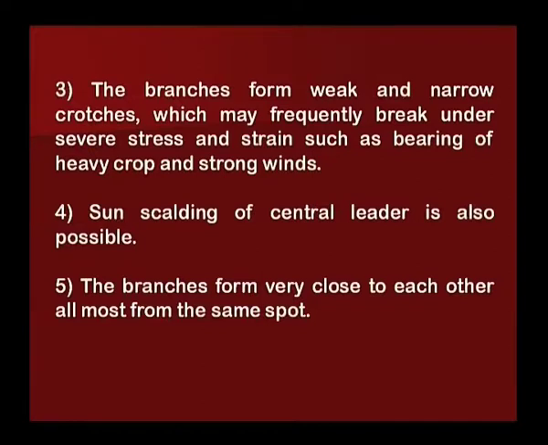which may frequently break under severe stress and strains such as bearing of heavy crop and strong winds. Sun scalding of the central leader is also possible. The branches form very close to each other, almost from the same spot.